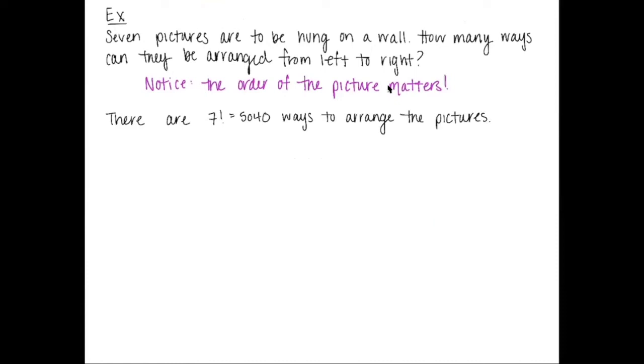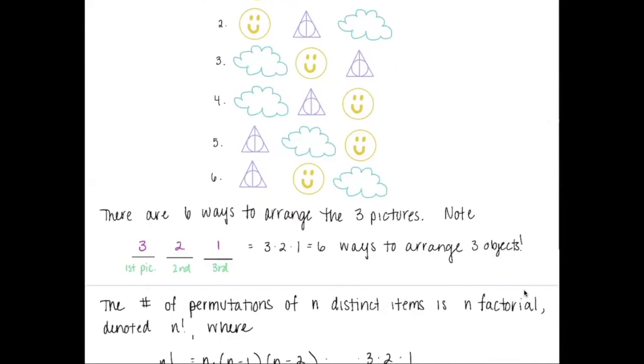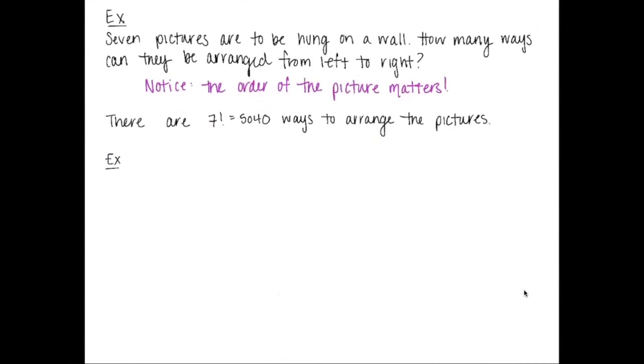So that's a lot of ways, and you definitely don't want to sit there and try to figure them out. You would not be able to. Now our last main formula deals with when maybe I don't need everyone or everything from my collection. I'm only going to pick a certain number of them and put them in order. So let's try an example to see if we can figure it out, going through this method, and that's going to lead to a formula.